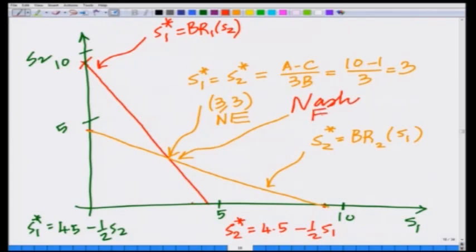This point is the Nash equilibrium of this Cournot duopoly game. So, this point, which is 3 comma 3, is the Nash equilibrium of this Cournot duopoly game.